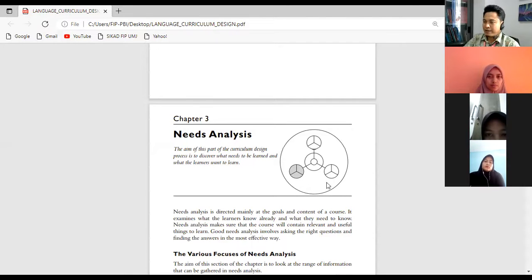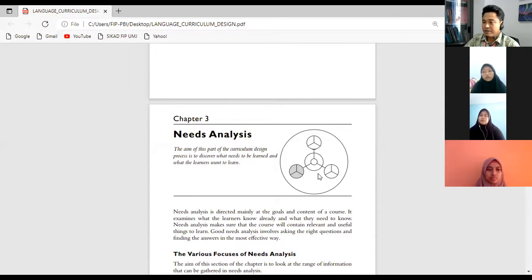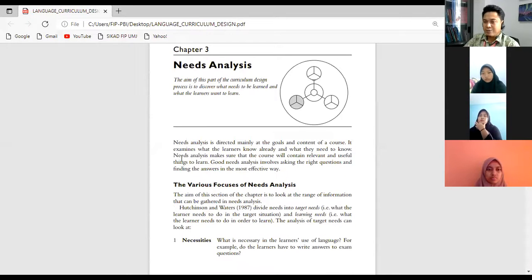Environment. Okay, this one is environment, and this one here is need analysis. So the position is based on environment analysis, and the need analysis here is equal to when you try to design a curriculum. And next, need analysis is directed mainly at the goals and content of a course. Yeah, goals and also content of a course.